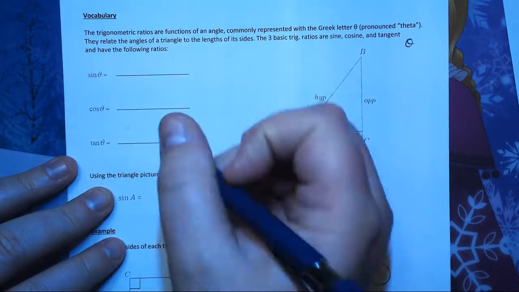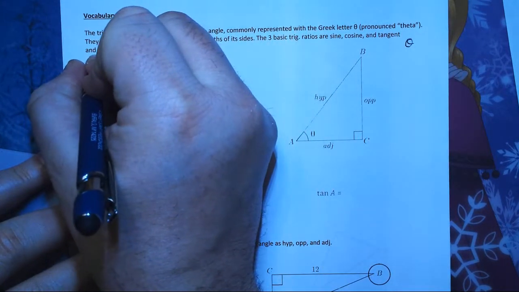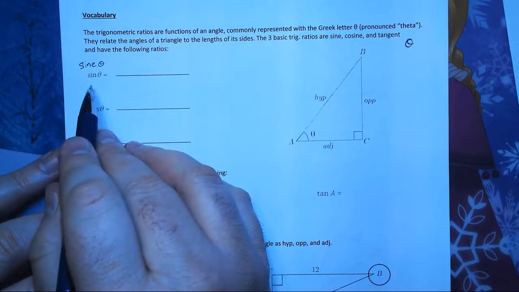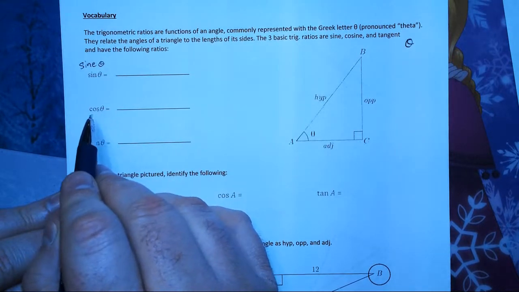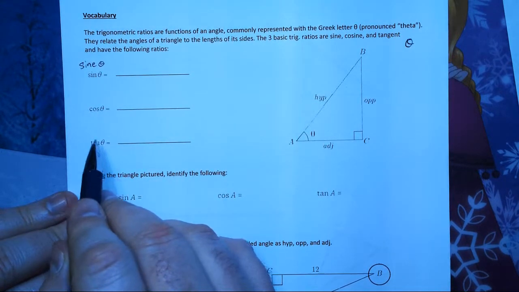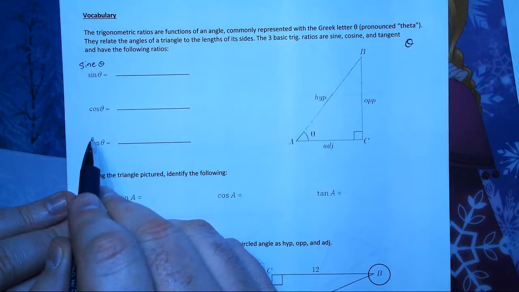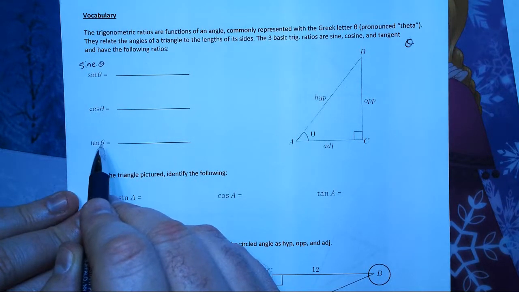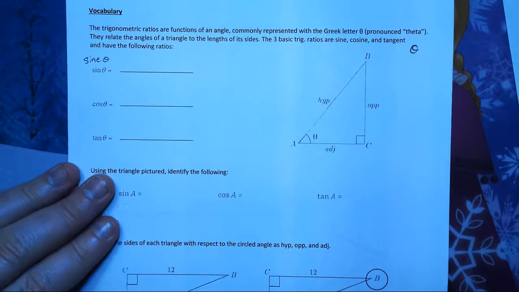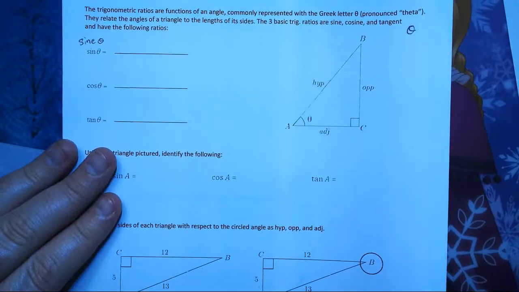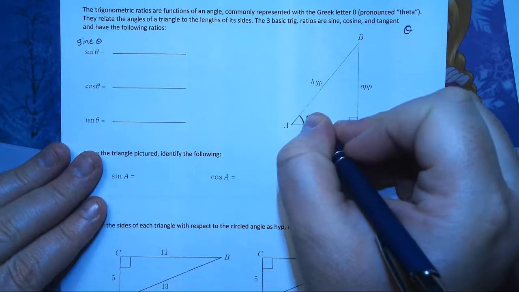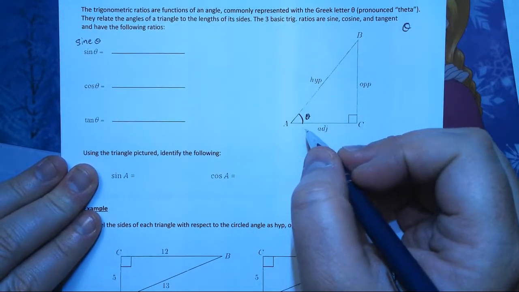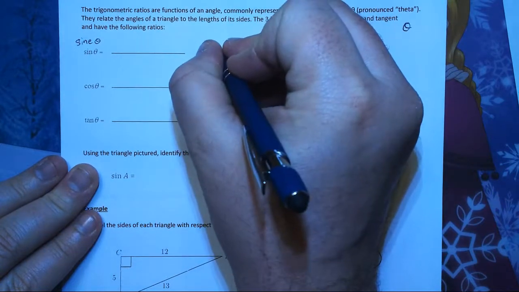The abbreviation for sine, instead of writing sine theta, they just put SIN. So SIN is not pronounced sin, it's pronounced sine. COS is cosine, and TAN is tangent. So this is sine theta, cosine theta, tangent theta. And theta is always referred to, when we talk about geometry or trigonometry, as an unknown angle. So if you see at A, there's our theta here. That's our unknown angle.